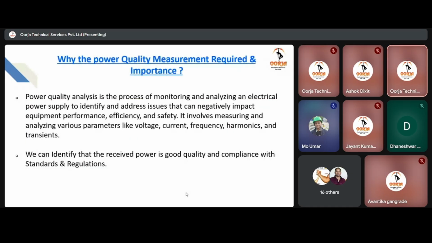First point, why power quality measurements are required and their importance. Power quality analysis is the process of monitoring and analyzing an electrical power supply to identify and address issues that can negatively impact equipment performance, efficiency, and safety. It involves measuring and analyzing various parameters like voltage, current, frequency, harmonics, and transients. We can identify whether the received power is of good quality and in compliance with the standards and regulations.